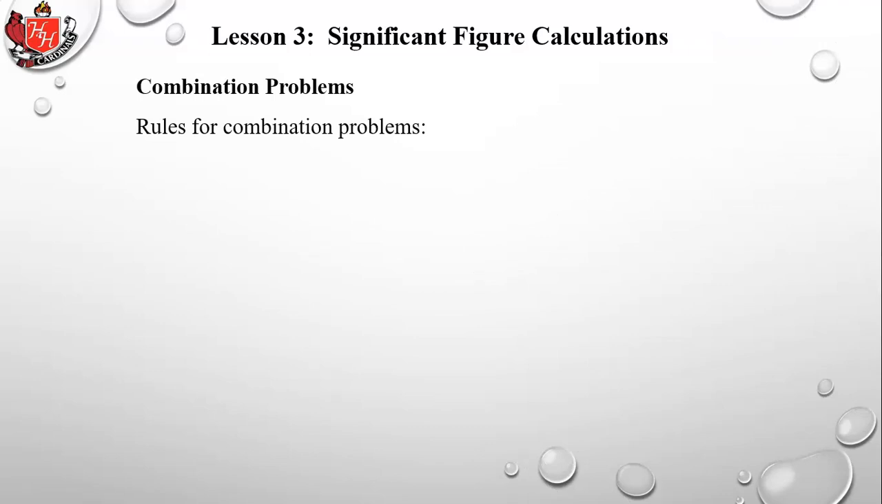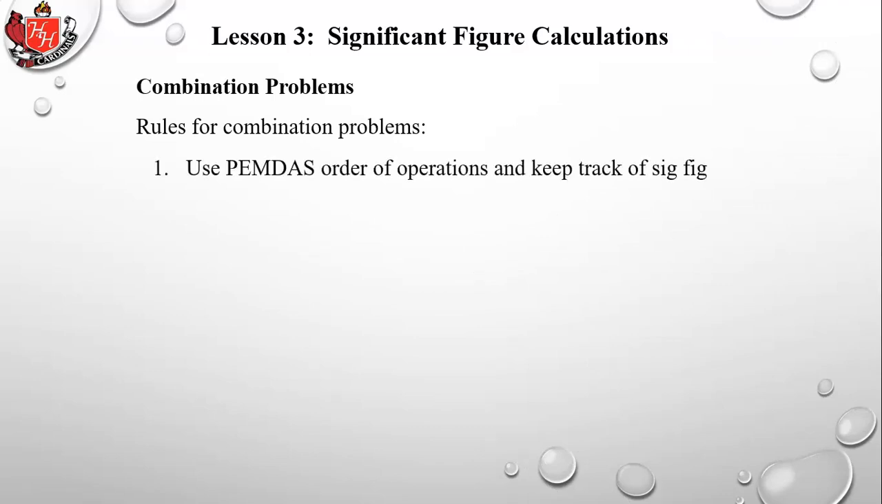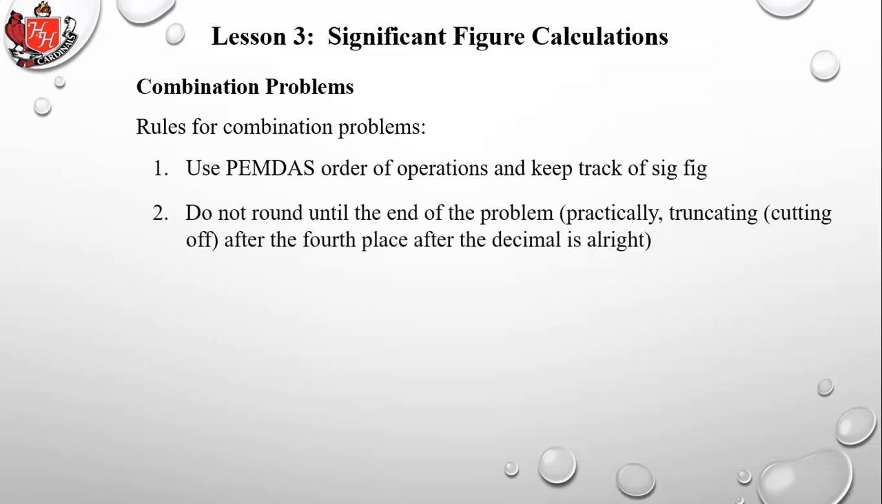So let's do a combination problem. The rules for combination problems: use PEMDAS, order of operations, and keep track of the significant figures. Do not round until the end of the problem. Practically truncating, that means cutting off, after about the 4th place after the decimal is all right. Why is that? Because we're never going to have an answer that has 4 or 5 significant figures after the decimal. We simply don't do measurements in this class that are that precise. Then you assign the correct significant figures at the end of the problem.